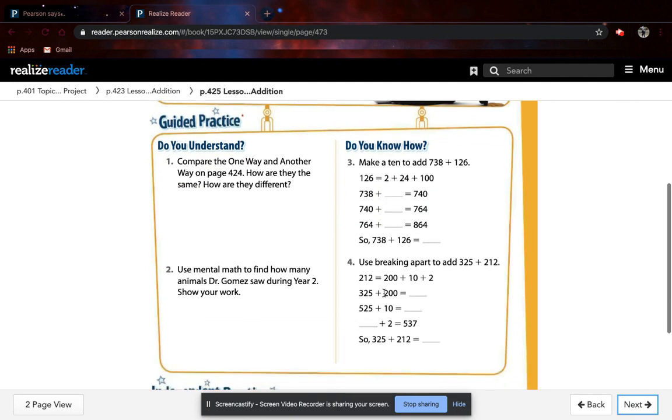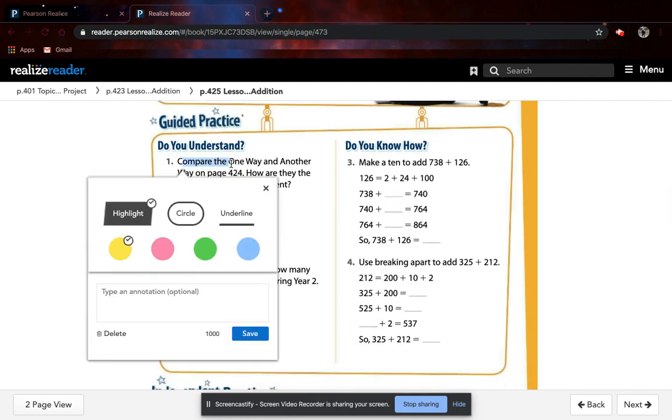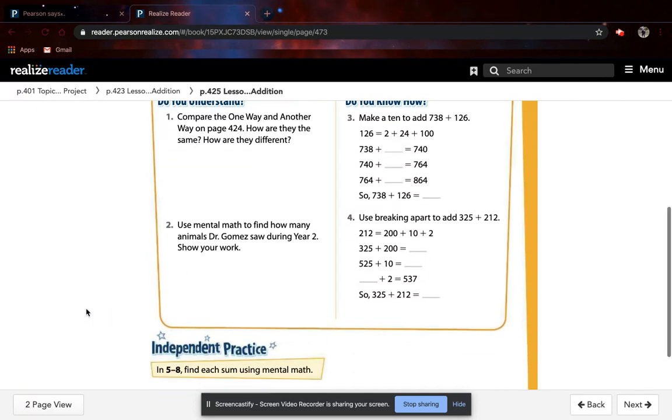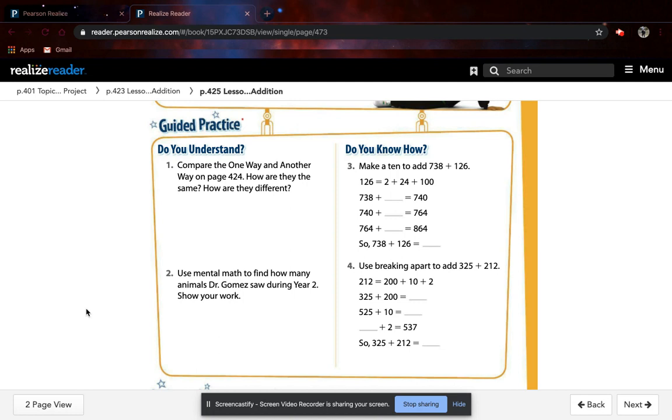I'm going to keep going down. Compare the one way and another way on page 424. How are they the same? How are they different? So for this, I'm just going to give a verbal answer because my marker has somehow disappeared. I'm not really sure why this happens or what I'm doing wrong, so I apologize. So this part is where you really have to listen because I can't write anything else down right now. If it reappears, I'll definitely use it, but I just can't right now, so I apologize.